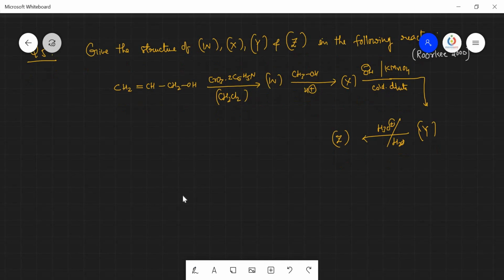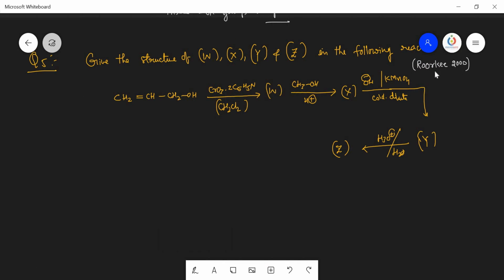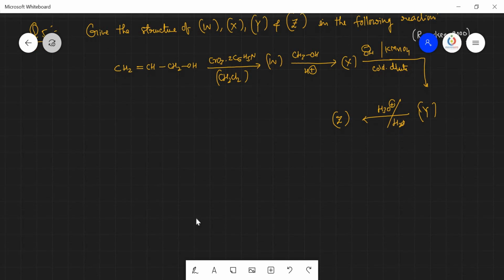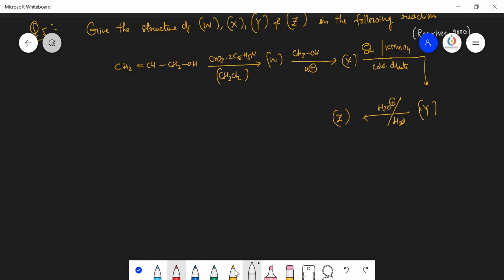So let us try to solve this question as it has been asked in a previous IIT examination. So this type of question may also come in the IIT examinations, Roorkee 2000 examination. So let's try to solve this. First of all, allyl alcohol, CH2 double bond CH, CH2OH.